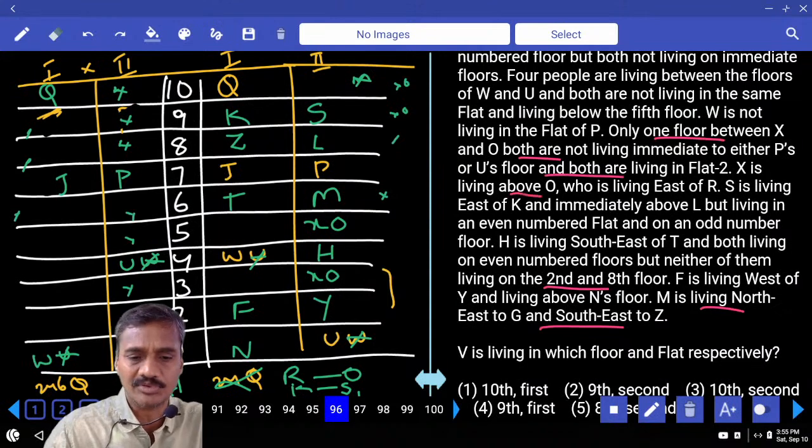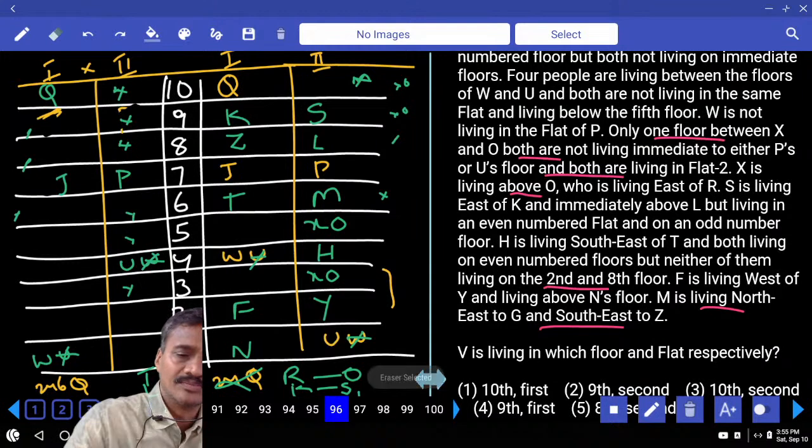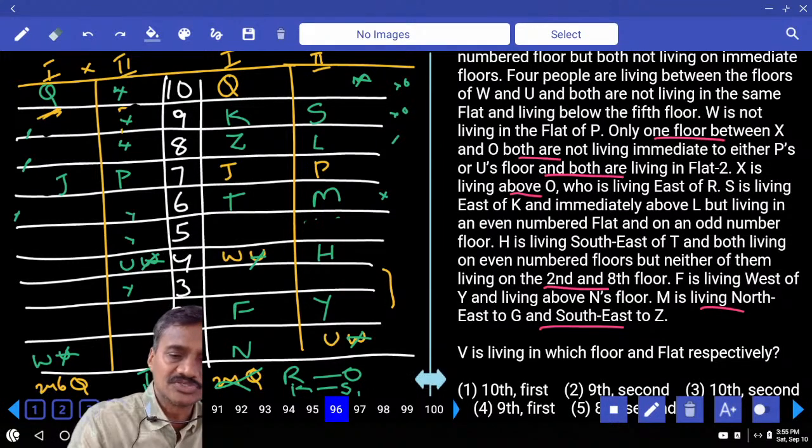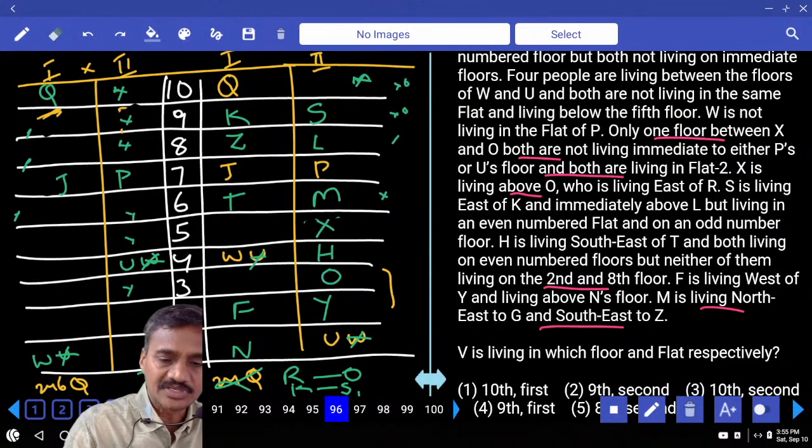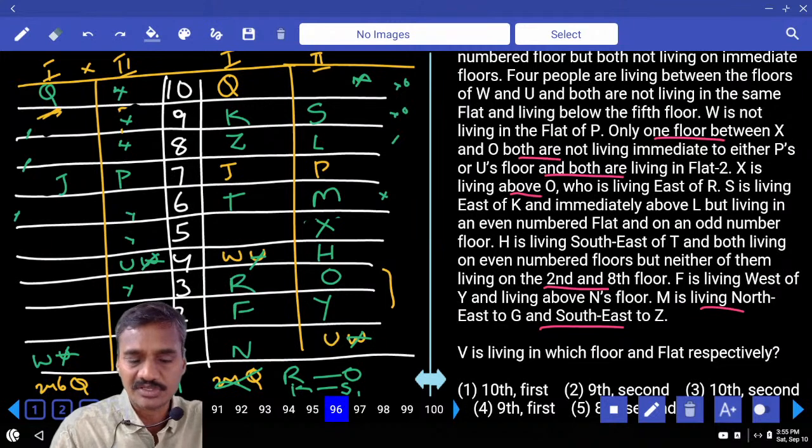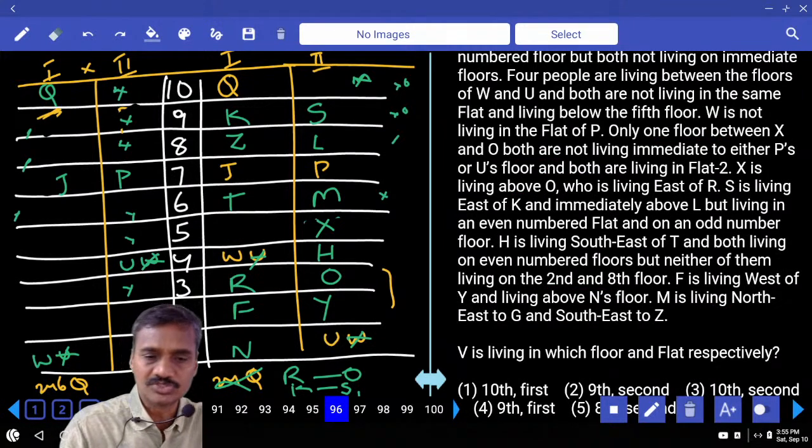X is living above O. Hence X is above this O. Hence X is here, O is here. If X and O were like this, and R will be at this. If R is here, now coming to this M, M is northeast of T.